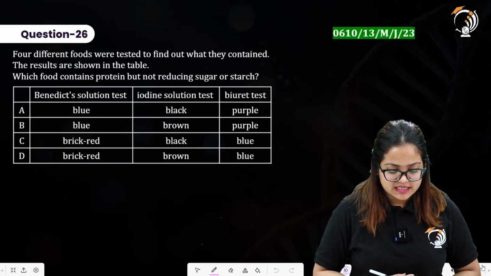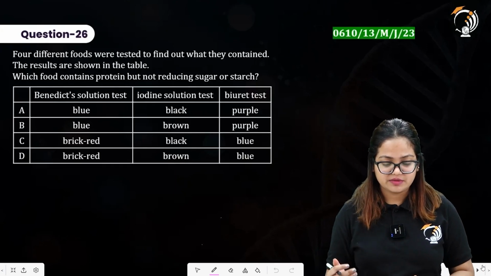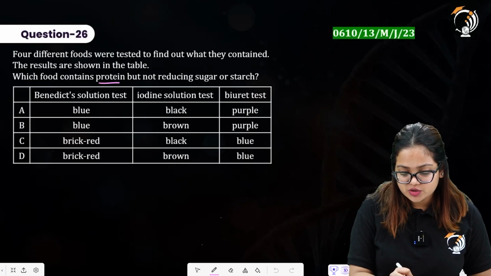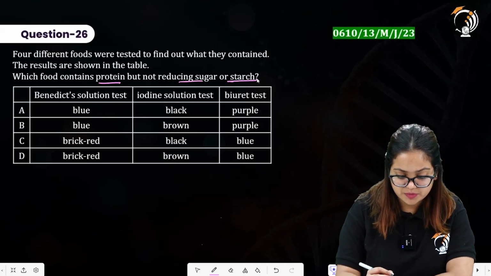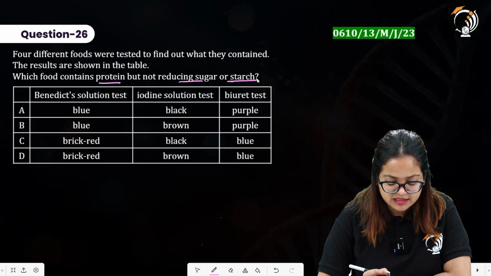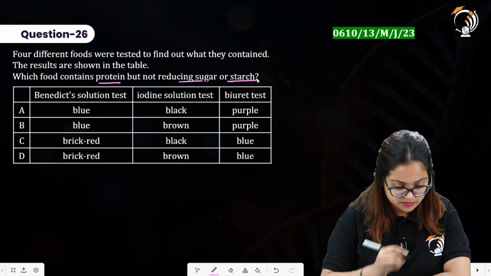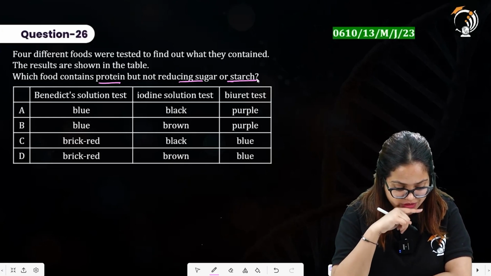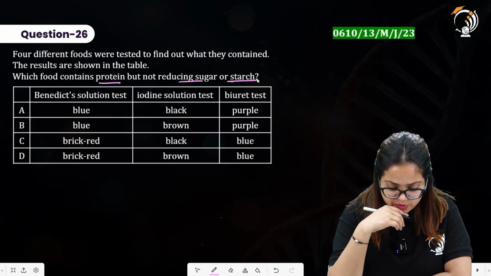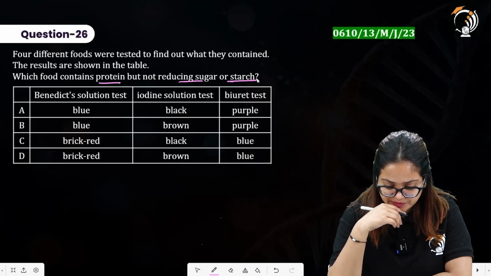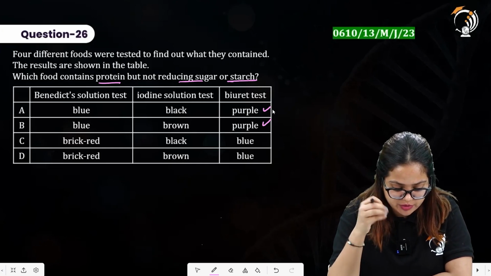Question number 26 says four different foods were tested to find out what they contained. The results are shown in the table. Which food contained protein but not reducing sugar or starch? So it must be tested with biuret solution, then with Benedict solution, and also with iodine solution. So which solution can contain protein but not the reducing sugar or starch? So it should be tested with the biuret test. Purple color should be there to detect the presence of proteins in it.